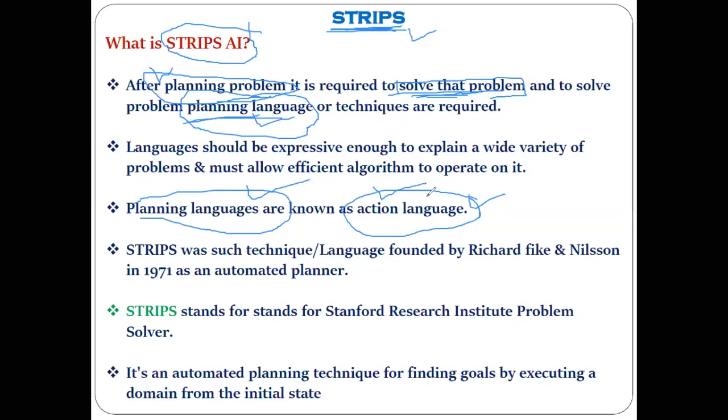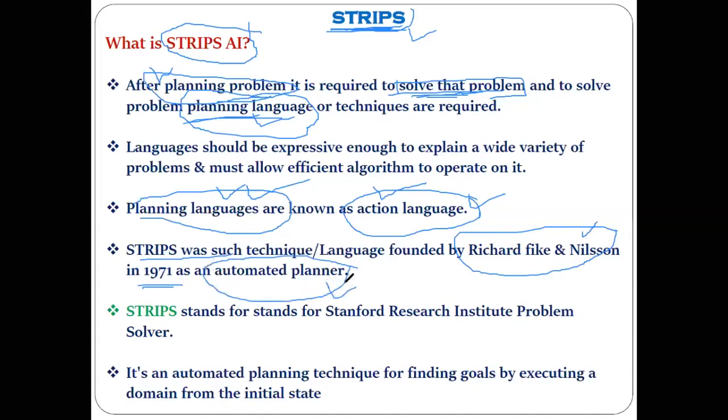How are you representing the problem? First, you try to represent the problem using planning. You do the planning to solve the problem, and to express that planning, we need the planning language. In the case of AI, which is that language? STRIPS. So STRIPS as one particular language or technique was invented by the scientists Richard Fikes and Nils Nilsson in 1971 as an automated planner.